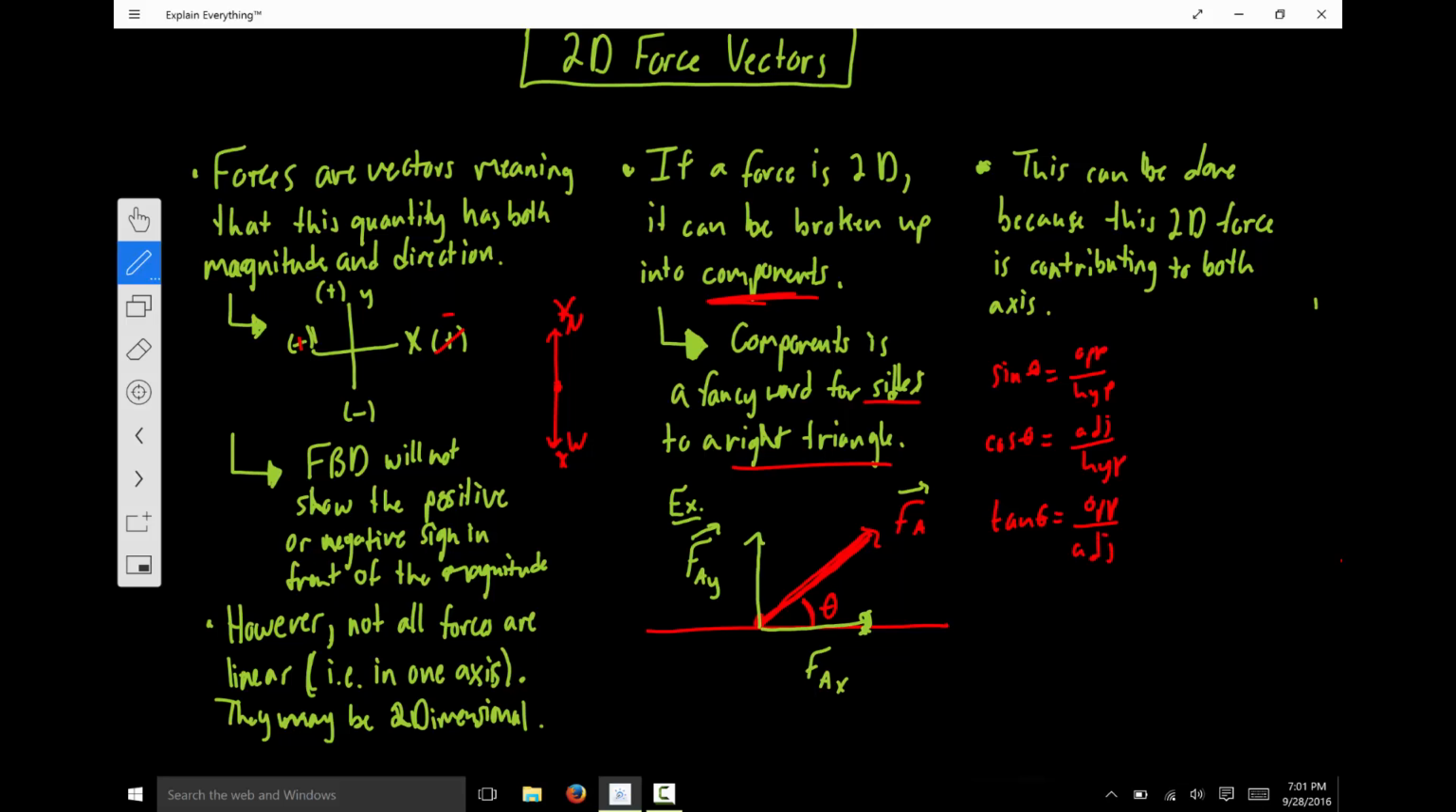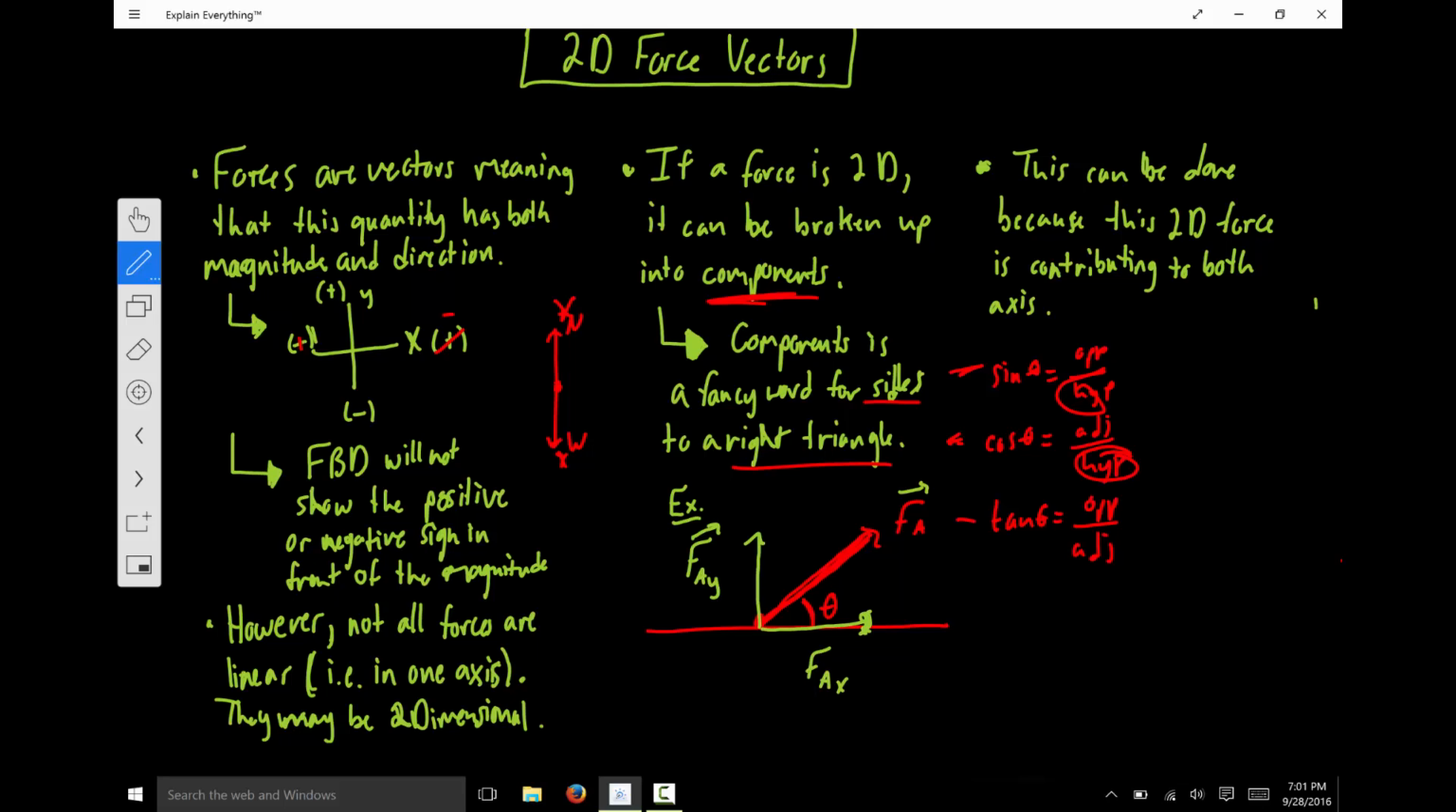Whenever you have the hypotenuse, that means that you're either going to use cosine or sine. If you're missing the hypotenuse, that means you're probably going to use tangent. So how do I know that I'm going to use sine and cosine? Sine and cosine have the hypotenuse as part of their equation. That's how I know that I'm going to use sine or cosine.